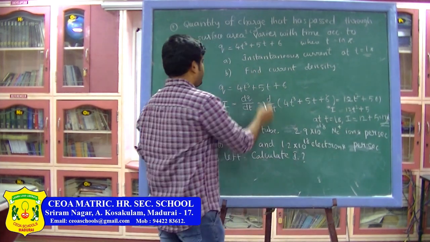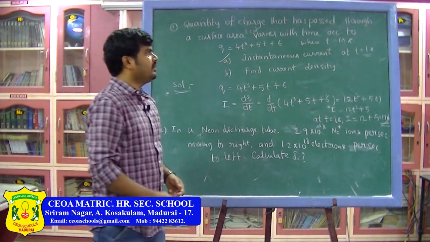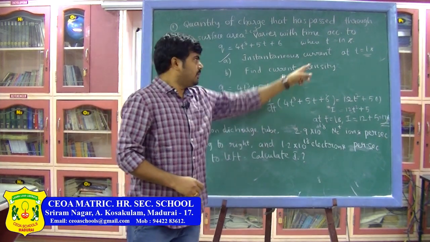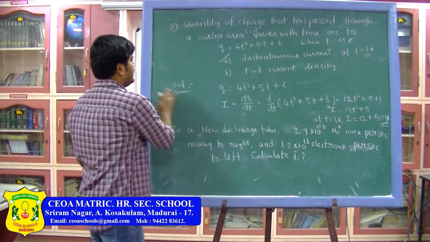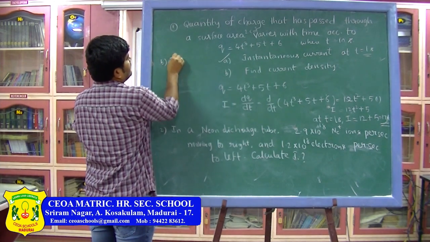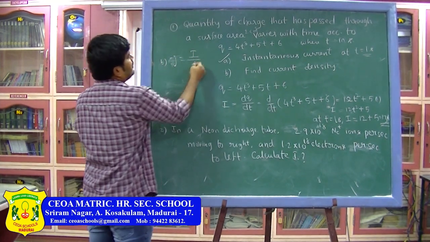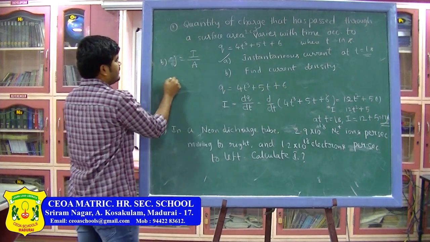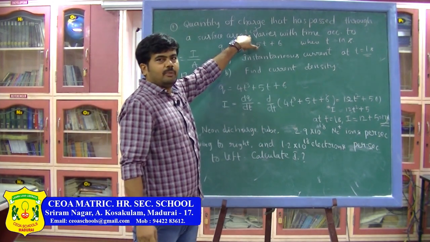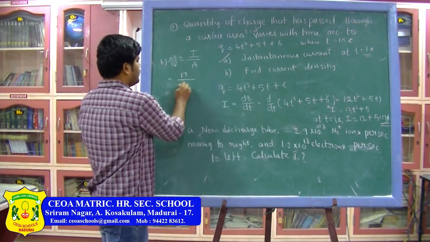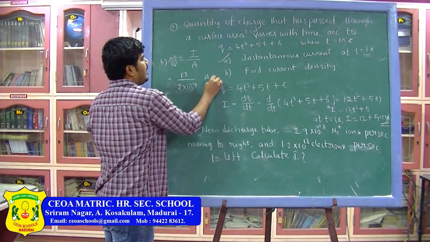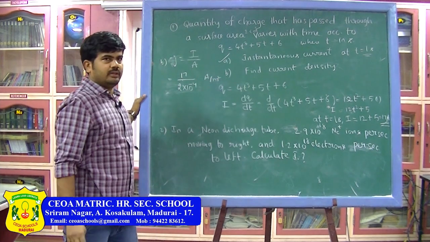Now, the second question. The first question was about the instantaneous current at t = 1 second. The second question is to find the current density at that particular time in the material. We know current density J = I/A, current per unit area, where the current we already calculated is 17 amperes, divided by the given cross-sectional area of the material, 2 centimeter square, which in SI units is 2 into 10 power minus 4 meter square. Ampere per meter square is the unit of current density.